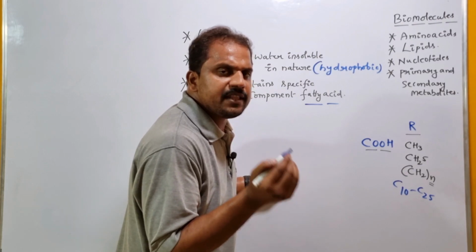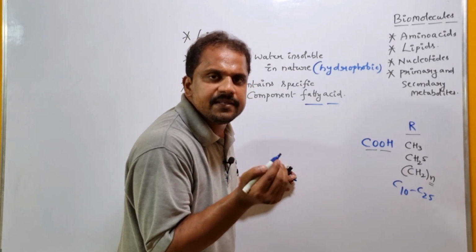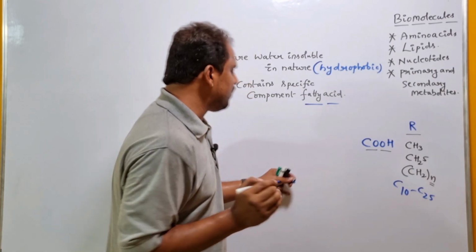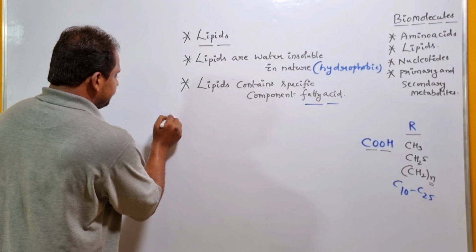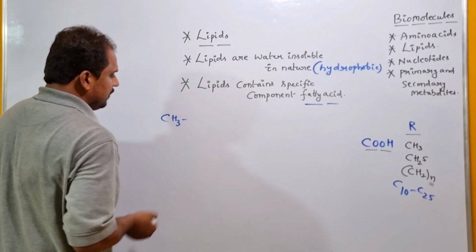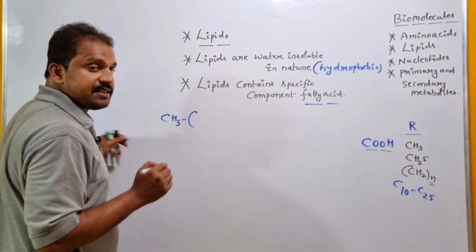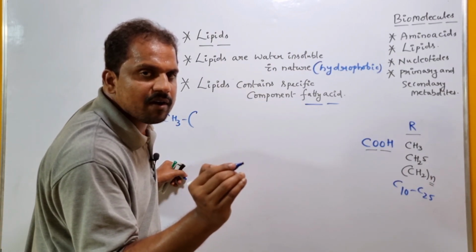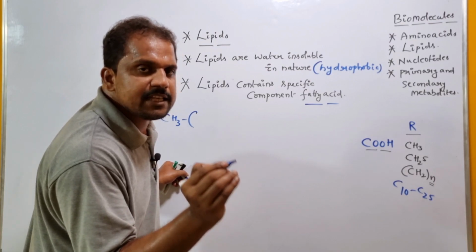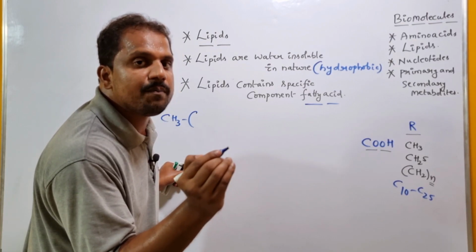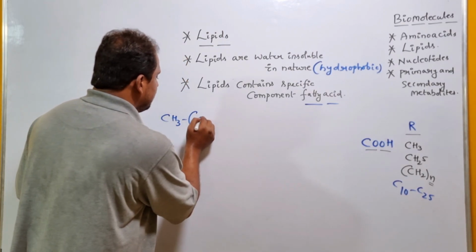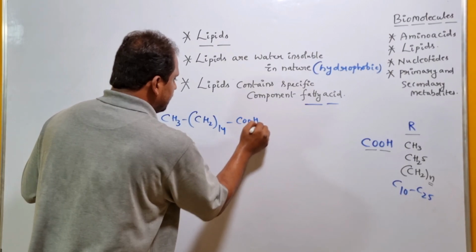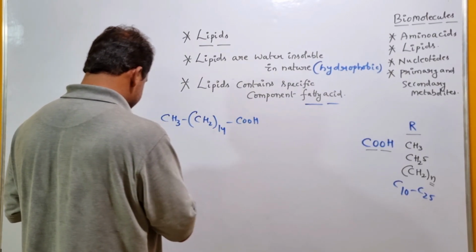So here we can classify the specific fatty acids simply basing on the number of carbon atoms in the hydrocarbon chain. So look at here. If a fatty acid has a hydrocarbon chain, and the number of carbon atoms in the chain is 16, then the fatty acid is termed as what? Palmitic acid. So look at here. It is nothing but palmitic acid, right?